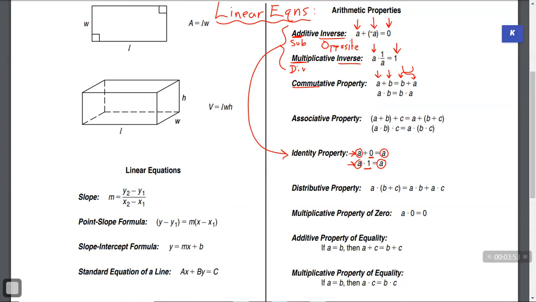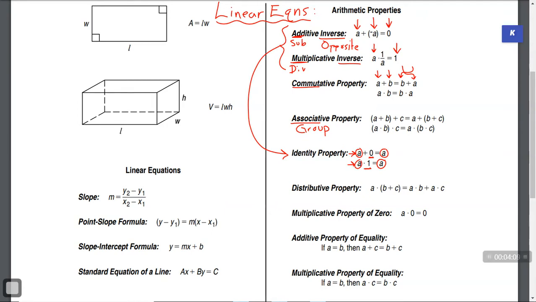Multiplication is commutative as well. We change the order. Associative property. The associative property, an association or to associate, means to group. If you associate with a certain group of friends, all right, then you gather together with them. Maybe you get together and do things outside of school.